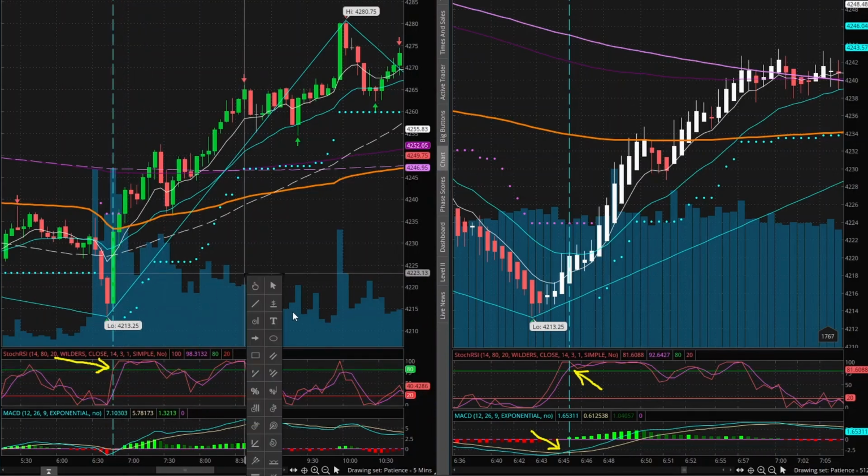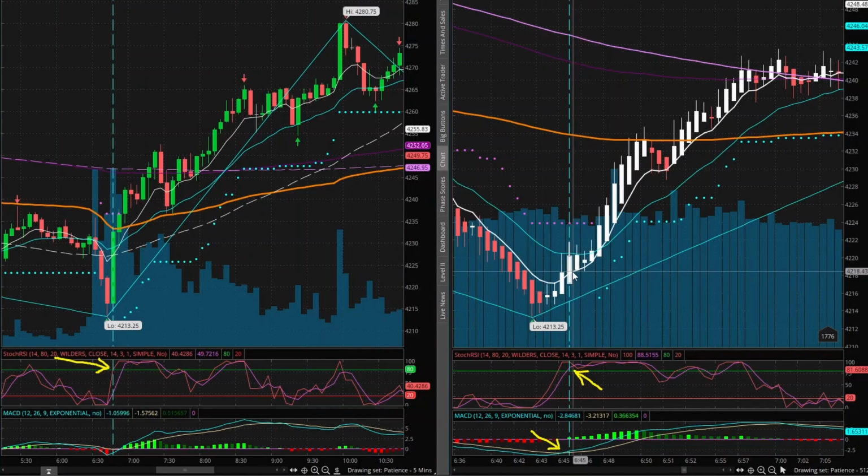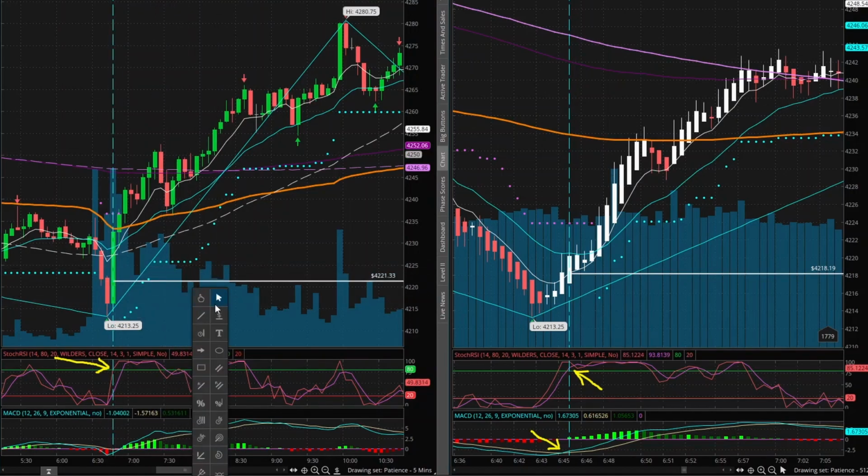And let's just say, just for the sake of it, that we would have entered maybe roughly at 4,218. I think that's a good number. So 4,218 right on the right side there, because that's the candle I would have entered. So I'll just draw the equivalent 4,218 on the left side as well.